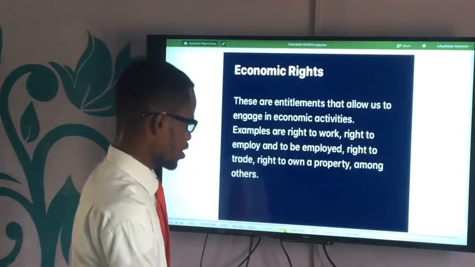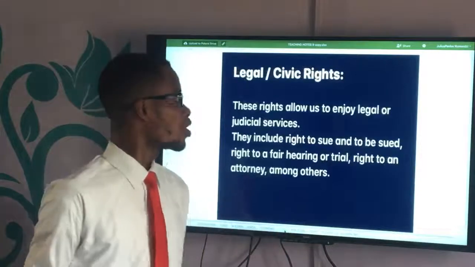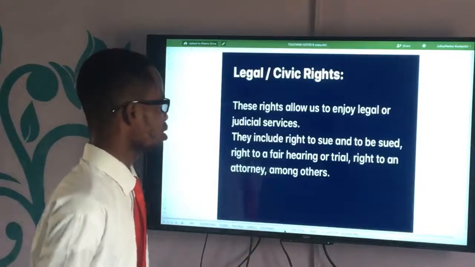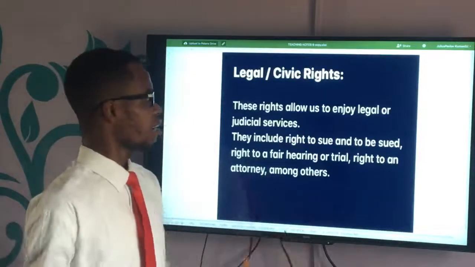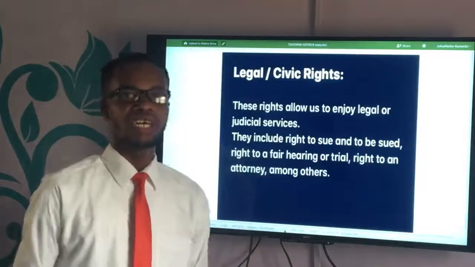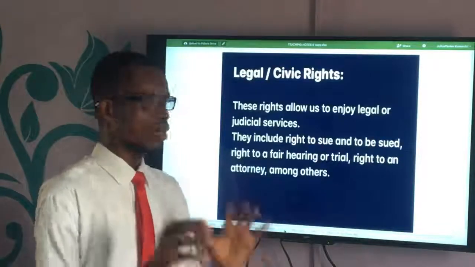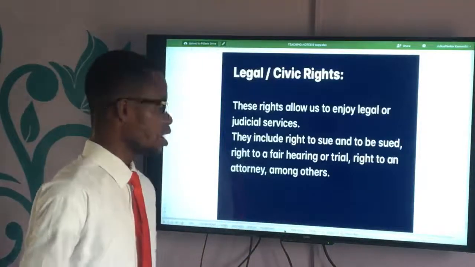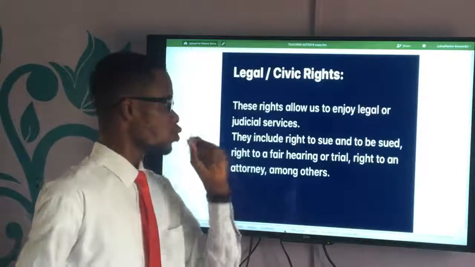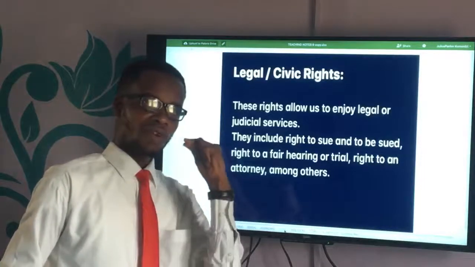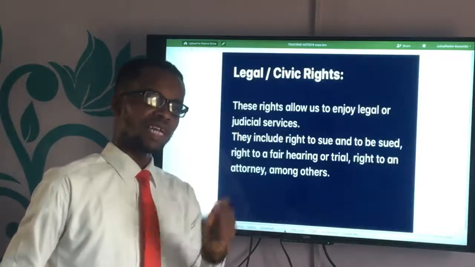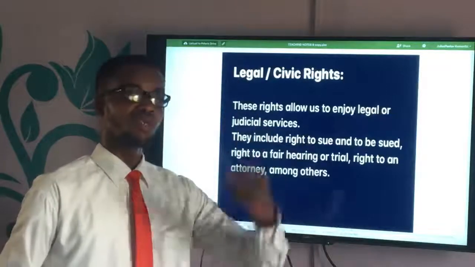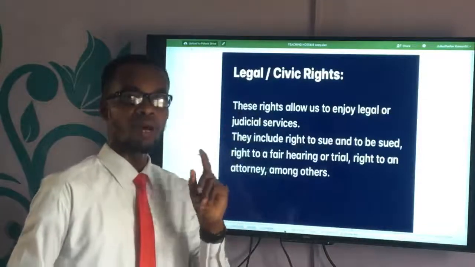Okay, the next type, legal or civic rights. So we look at civil rights. These rights allow us to enjoy legal or judicial services. These ones are more related to the judicial, the law. So the law comes in here. They include the right to sue and to be sued. So if someone wrongs you, just as you have the right to report or sue the person, the person also has the right to sue you if you also wrong him or her.